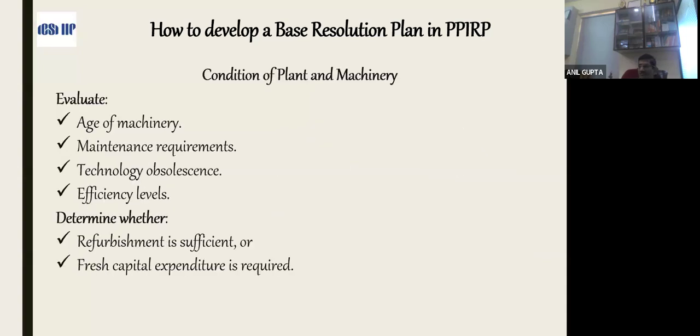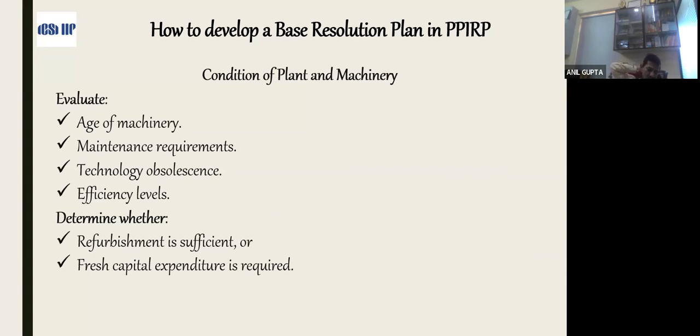Conditions of the plant and machinery. Before preparing the base resolution plan, first of all, in that TEV report, they will mention all these things. What is the condition of the plant and machinery? Whether it is in good condition or bad condition, or replacement is required.